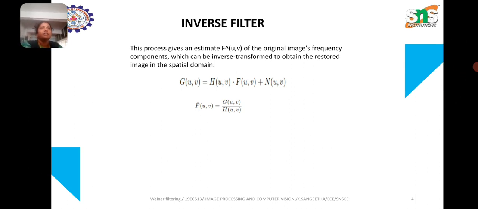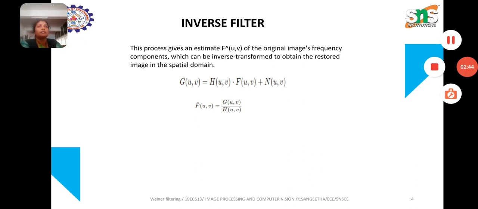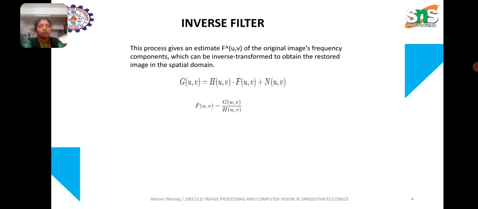The main disadvantage of this filter is that it is very sensitive to noise. It amplifies high frequency components, so it leads to excessive noise when the degraded image is noisy, and it is unstable for small values of H(u,v). The division becomes unstable and leads to significant errors, and it requires an accurate degradation model. So the method is only effective if the degradation function is well known and accurately modeled. So these are the advantages and disadvantages of using the inverse filter in image restoration.